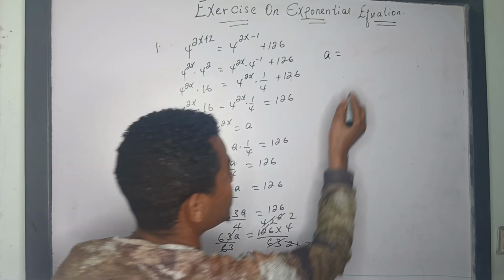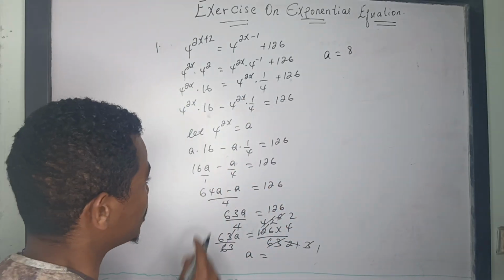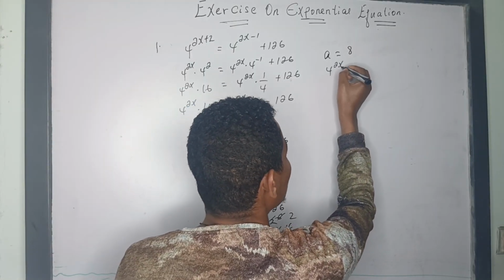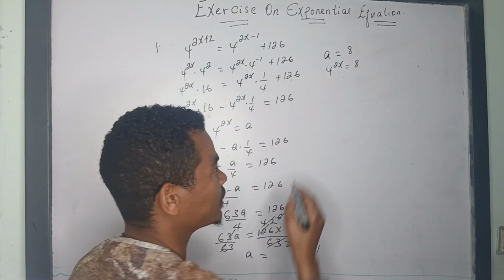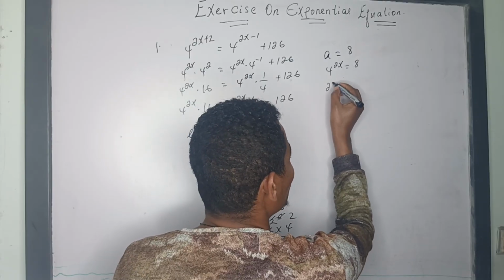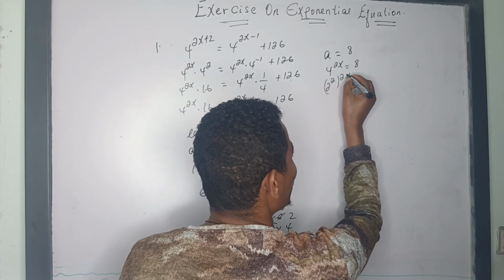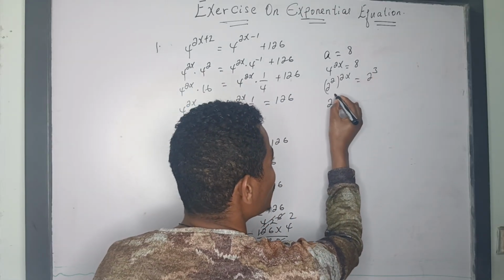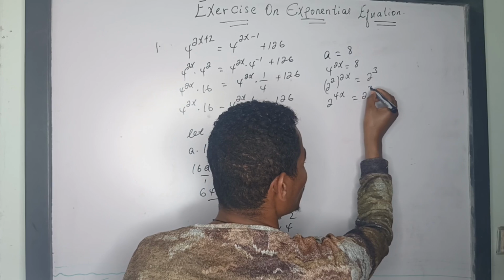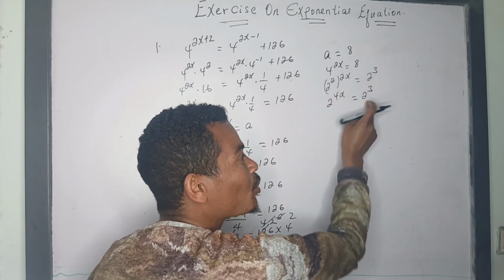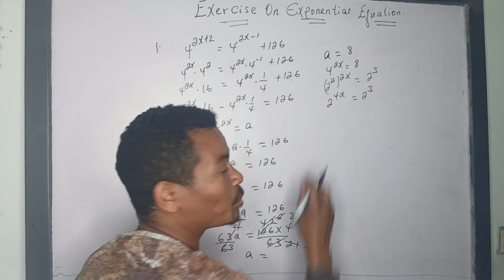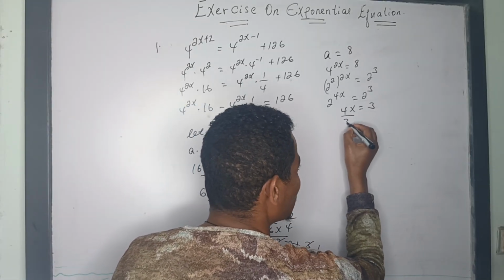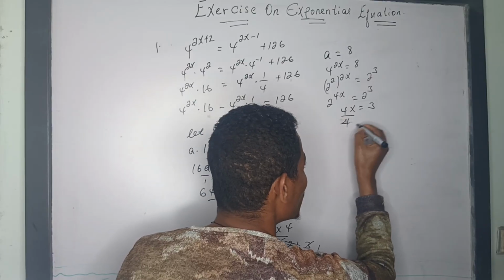So the value of a is 2 times 4, which is 8. We said that 4 to the power of 2x is equal to a, that means 4 to the power of 2x is equal to 8. 4 is the same as 2 to the power of 2, so 2 to the power of 4x is equal to 2 to the power of 3. If the bases are equal, the exponents must be equal. That means 4x is equal to 3.